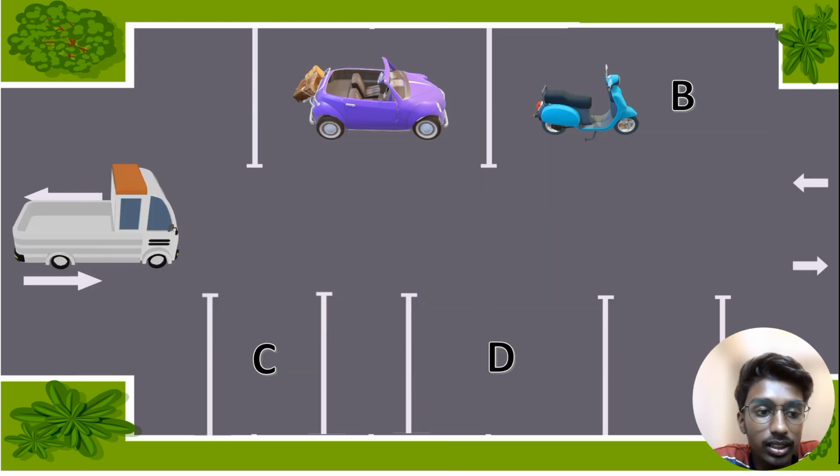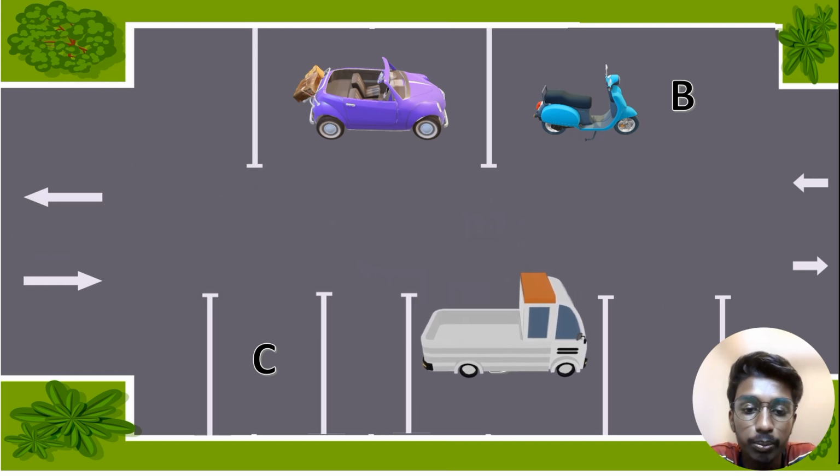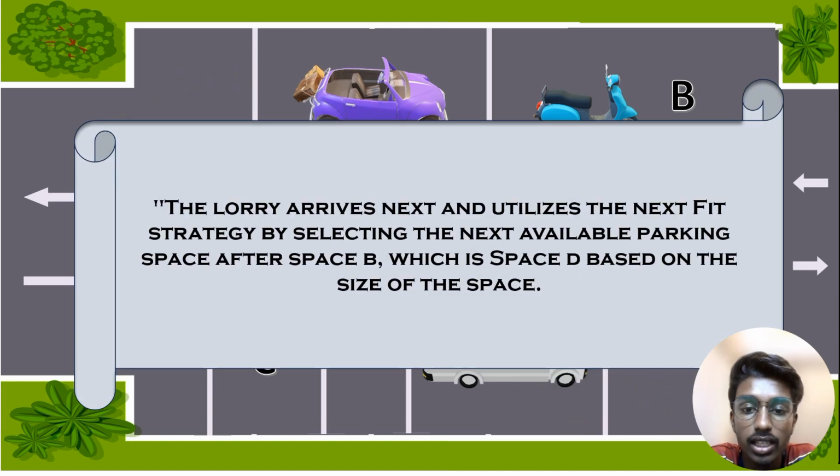The next vehicle we could see here is a lorry, and it will be searching for the next available space. Here we could see it will be space C. However, visually we could see that space C will not accommodate the lorry, so it will be looking at the next available space, which is space D. So we can see that it parks at space D. The lorry arrives next and utilizes the next fit strategy by selecting the next available parking space after space B, which is space D instead of space C, since it is based on the size factor.